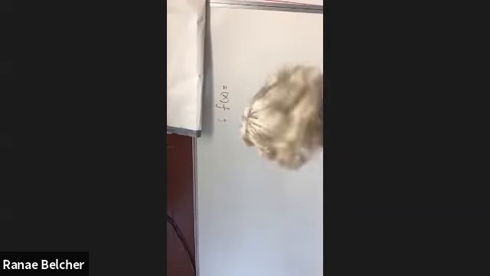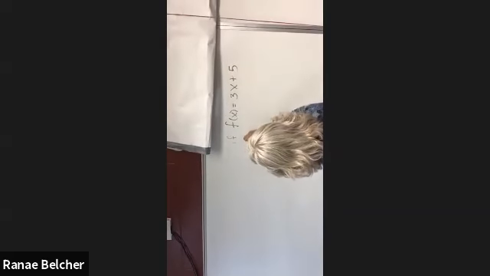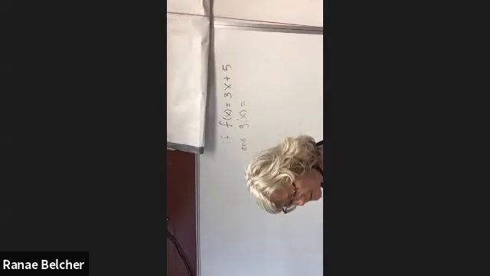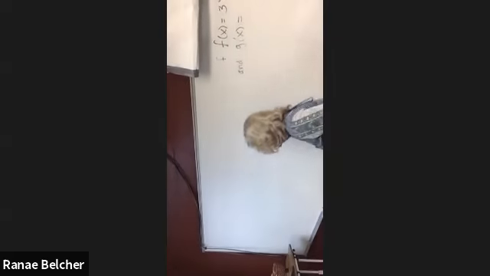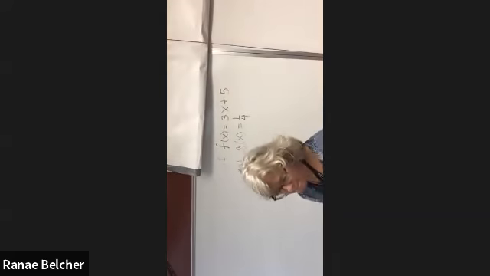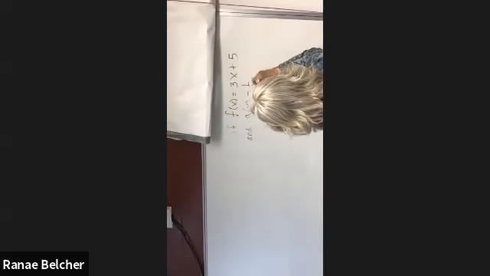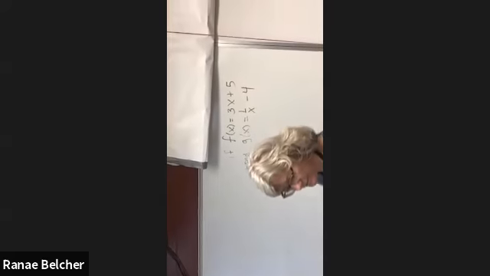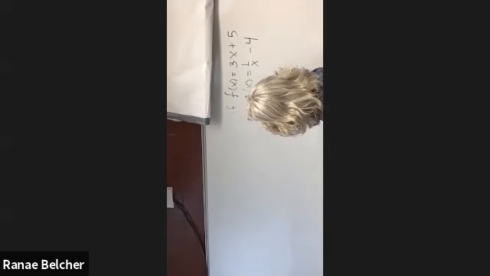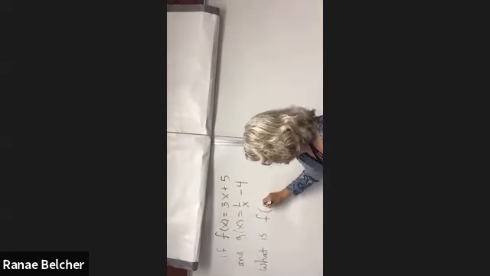f of x is 3x plus 5, and g of x is 1 over x minus 4. What is f of g of x?